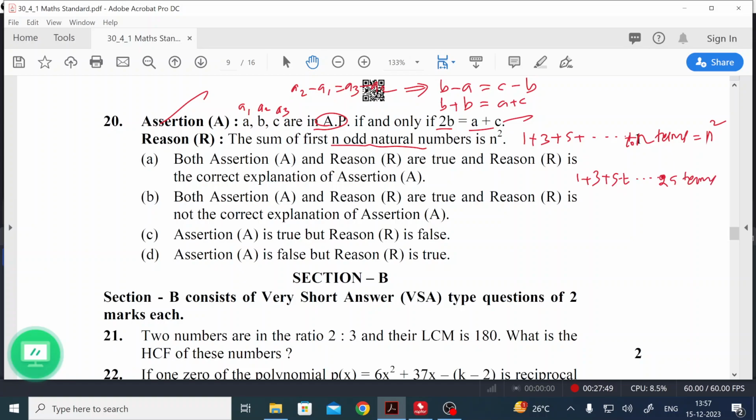25 terms they have given. We did 25 square equal to 625. Do you remember this question? If not, we have to go as per the formula.